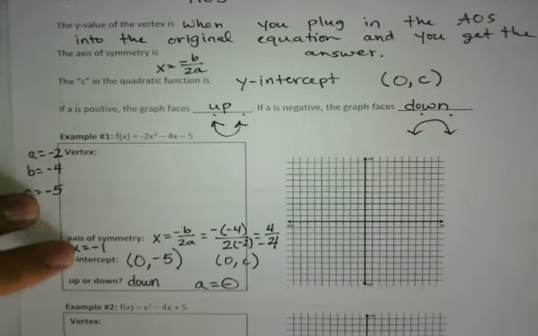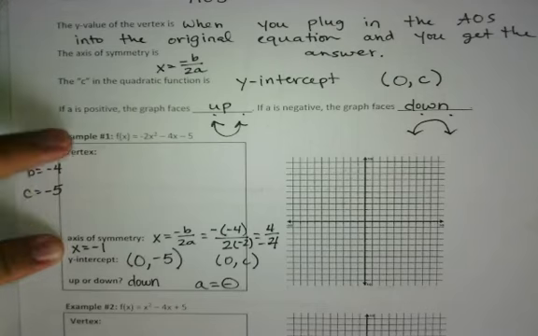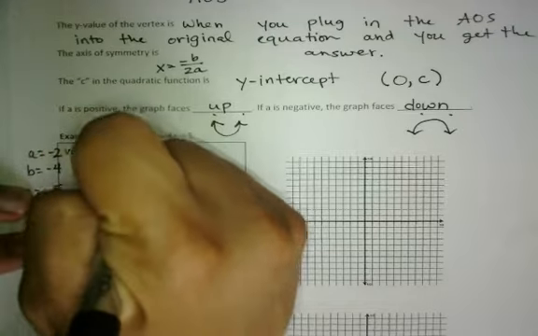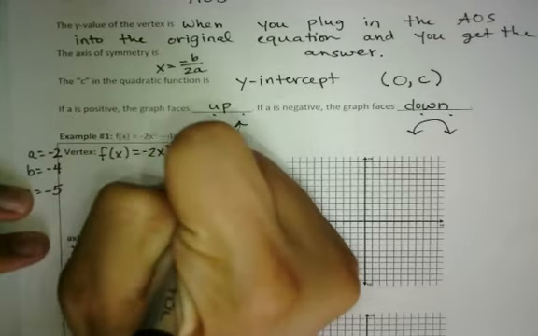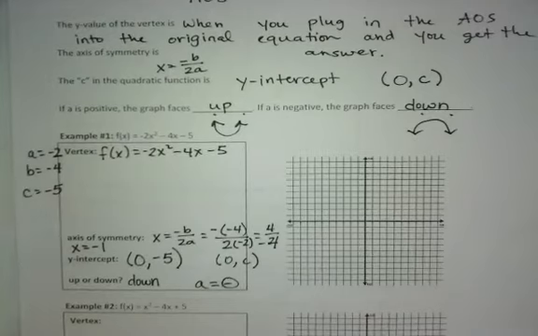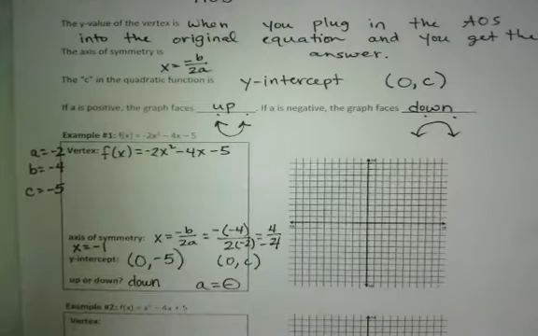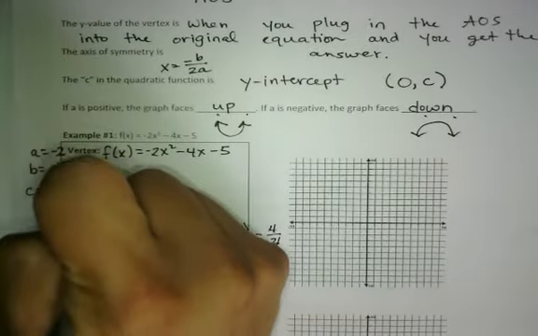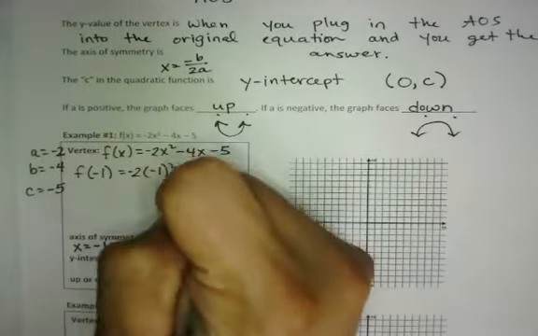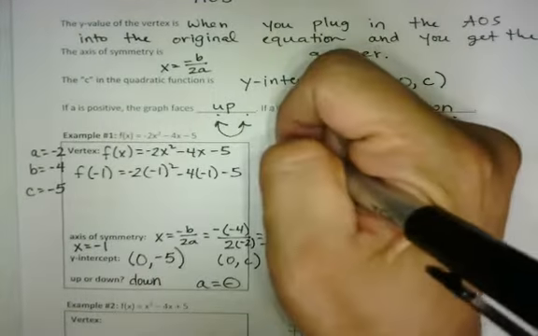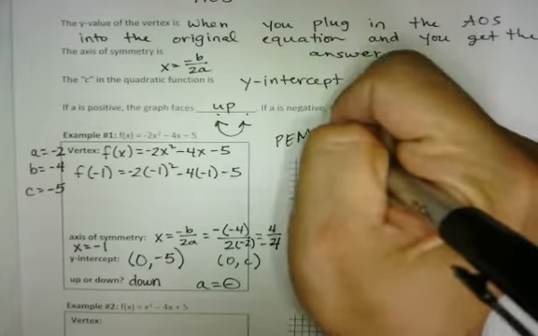So now to find our vertex, we take our axis of symmetry and we plug it into our original equation. So I have f of x equals negative 2x squared minus 4x minus 5. I take this negative 1 from our axis of symmetry and I plug it in.